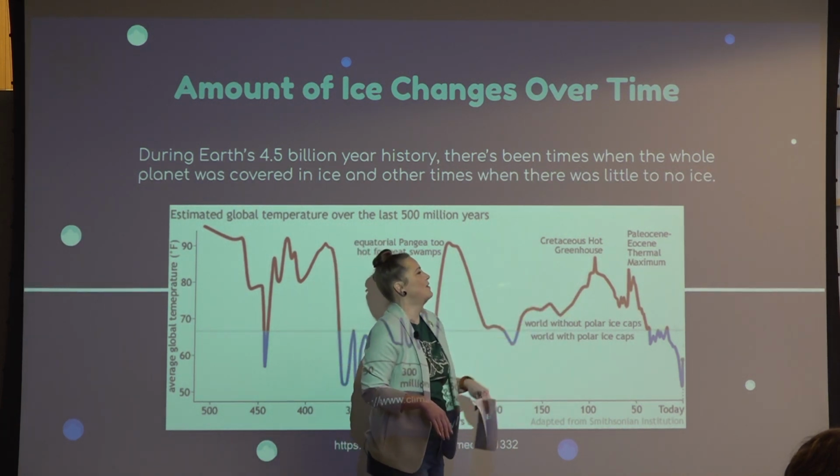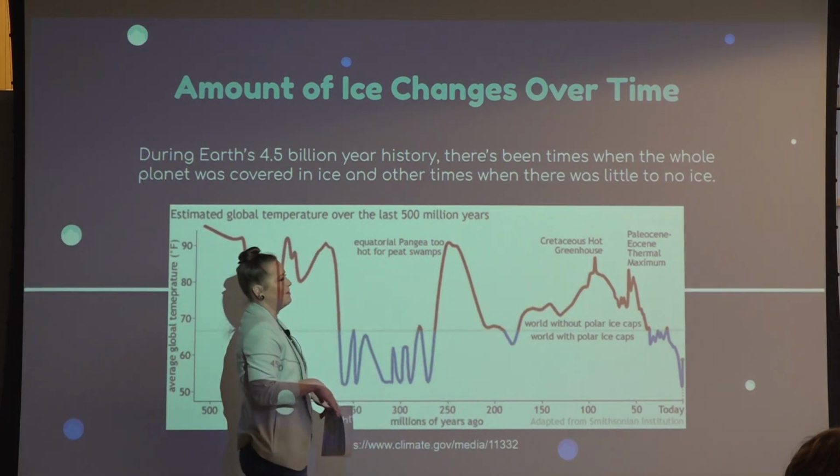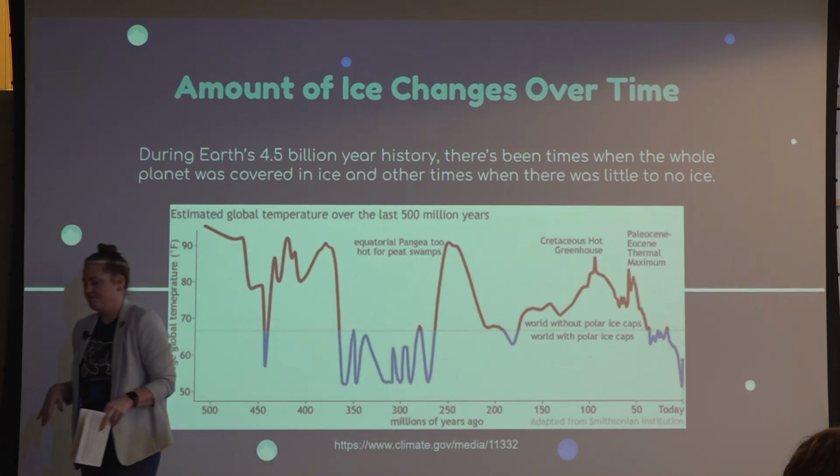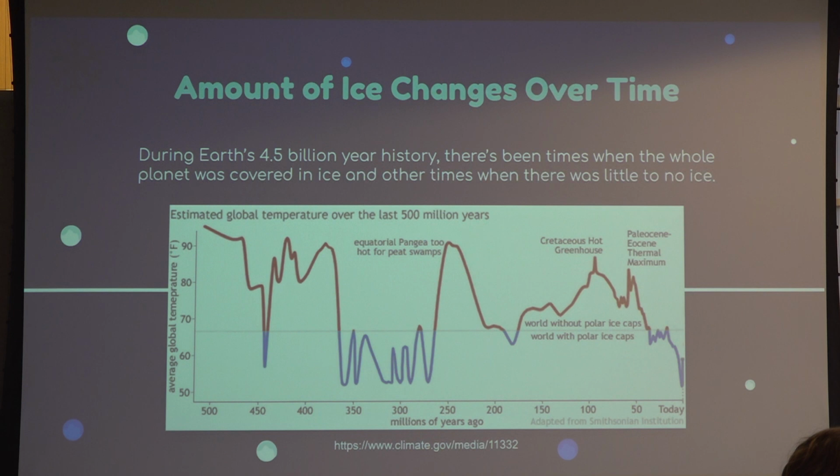And then of course you have the Cretaceous. The Cretaceous was much hotter than it is today. And then boom, that's when Pangaea was here, this big supercontinent. And the middle of Pangaea was basically too hot even for peat swamps. So you can see we've gone through a lot of cycles of ice and no ice over the last 500 million years, which this graph is showing.